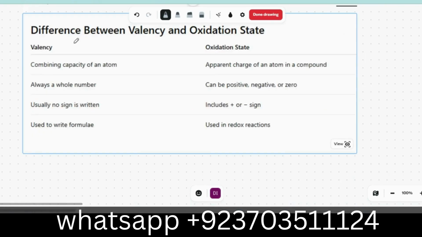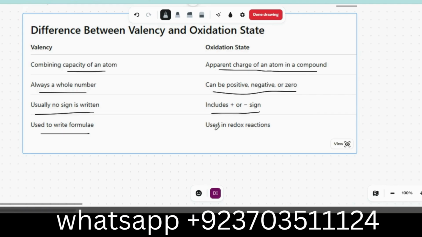Difference between valency and oxidation state. Valency is the combining capacity of an atom, and oxidation state is the apparent charge of an atom in a compound. Valency is always a whole number, and usually no sign is written. Oxidation state can be positive, negative, or zero, and is always written with a plus or minus. Valency is used to write formulas; oxidation state is used in redox reactions.